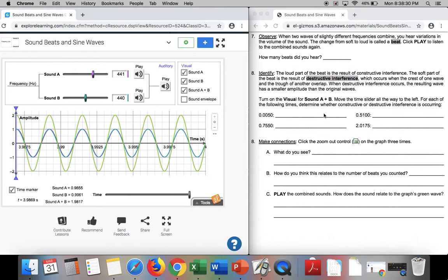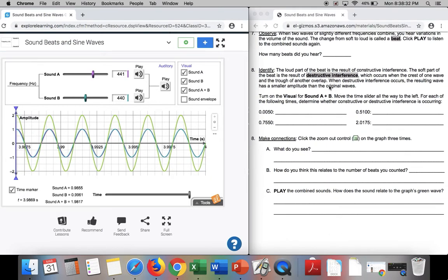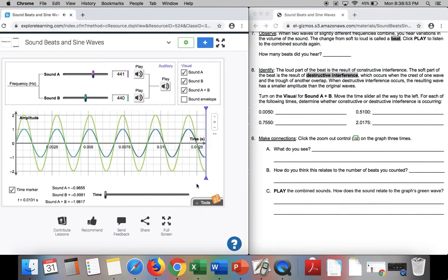Alright, we're going to determine for number 8 whether it's constructive or destructive interference. So it wants us to turn the visual on for sound A and B. I've already got that on. And then it wants us to take our marker and we're going to move it to these times and look at it. So first one, it wants me to put my marker at 0.005.